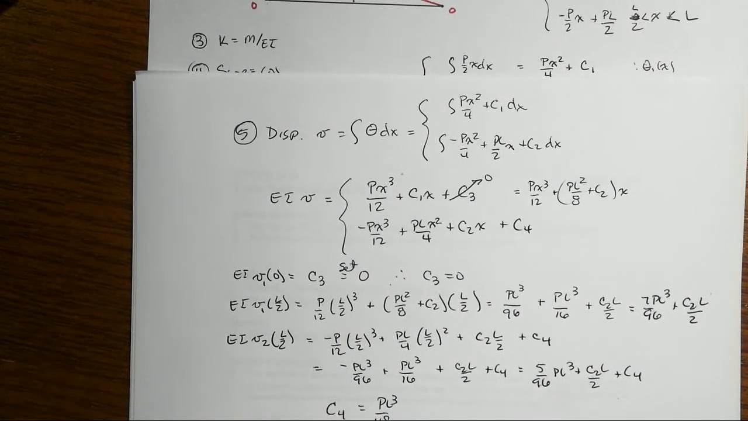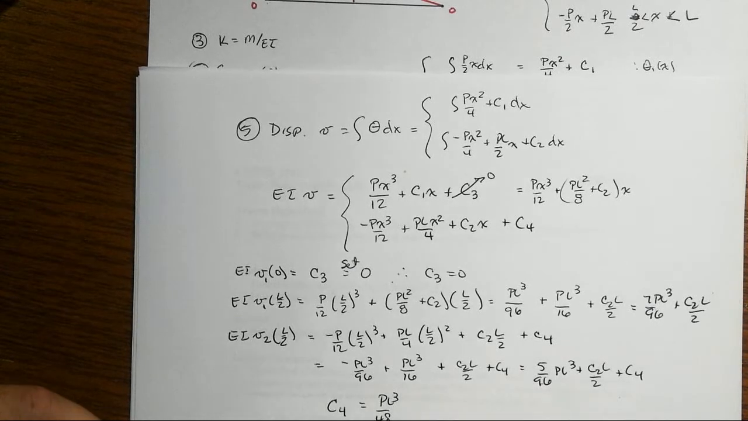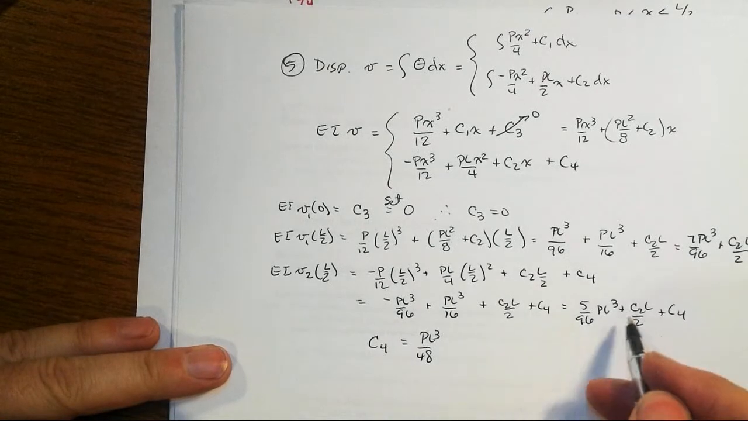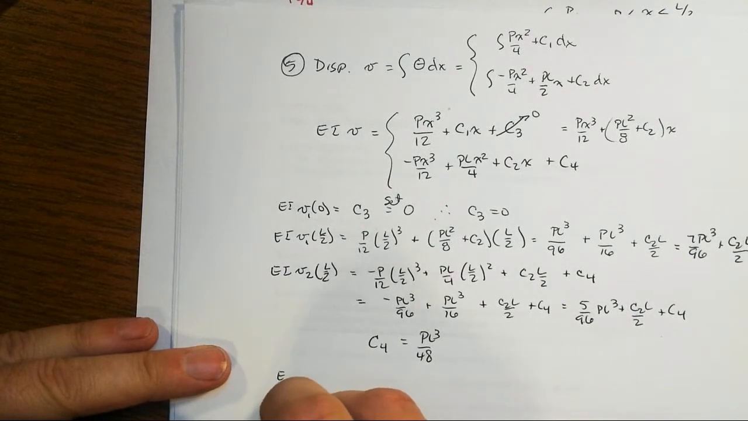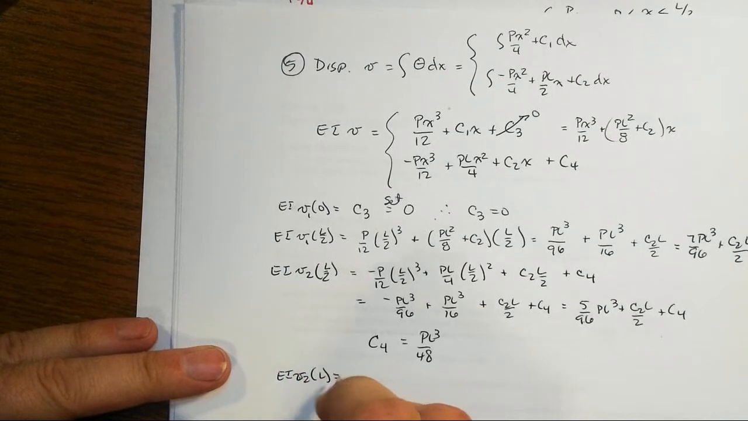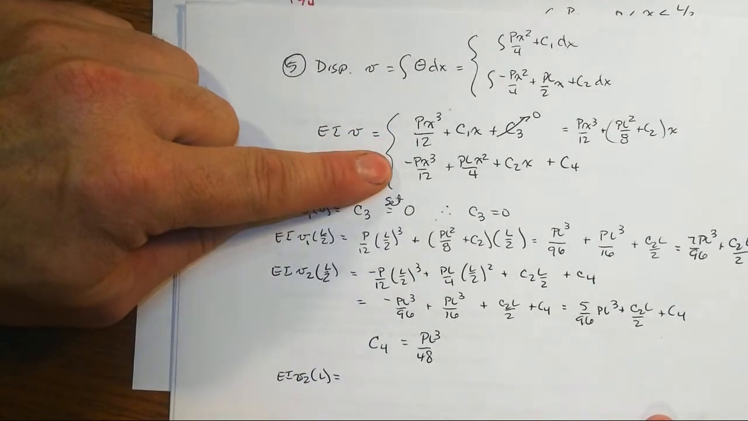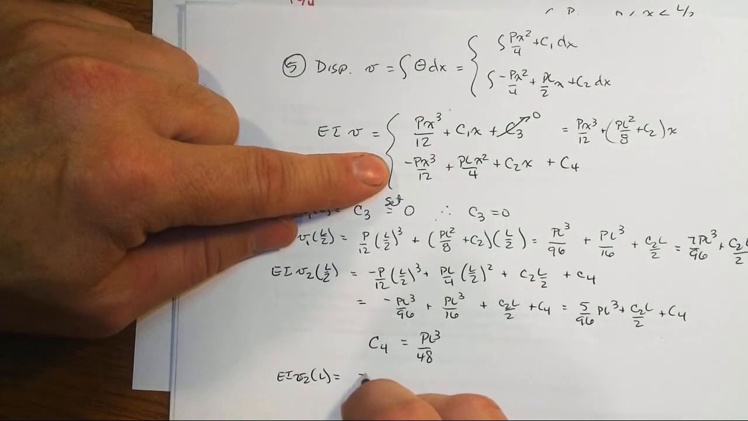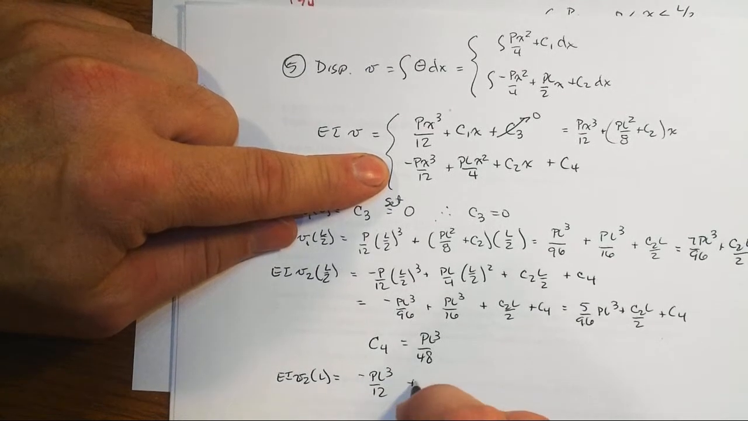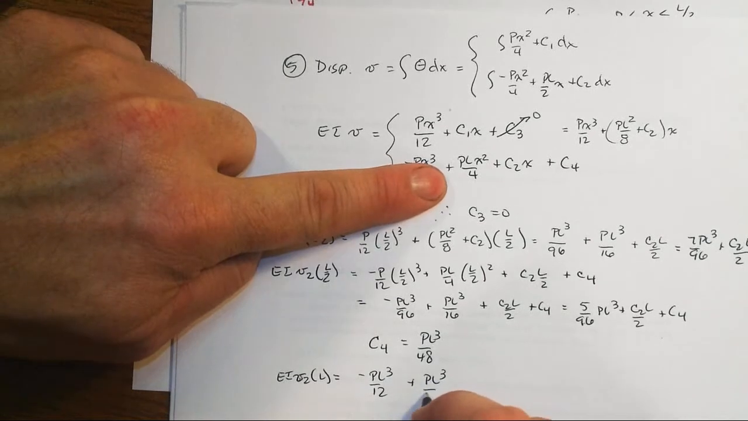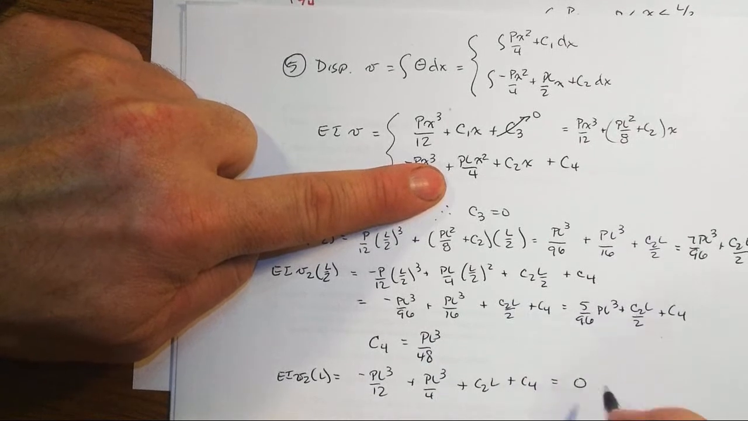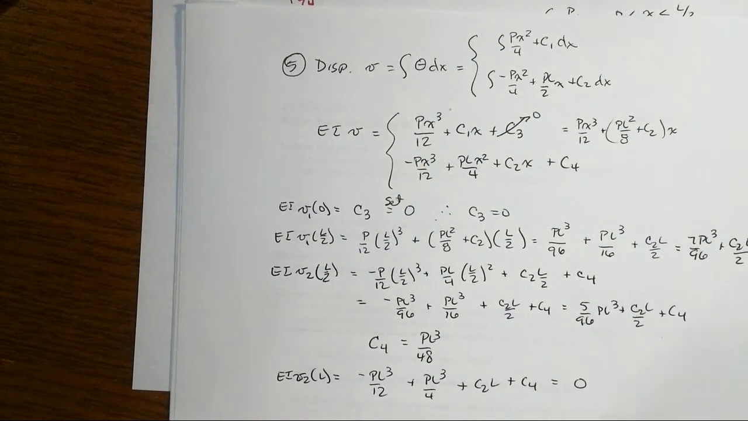I wouldn't have predicted that. But okay, we've got that. That's very interesting. Now, we can come along, and because we still don't know what C2 is, EI v2 at L, that's the second boundary condition, has to be minus PL cubed over 12 plus PL cubed over 4 plus C2L plus C4 equal to 0.